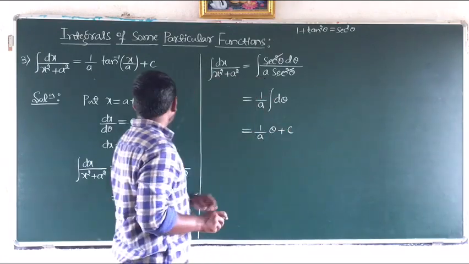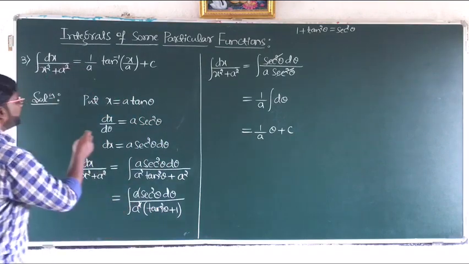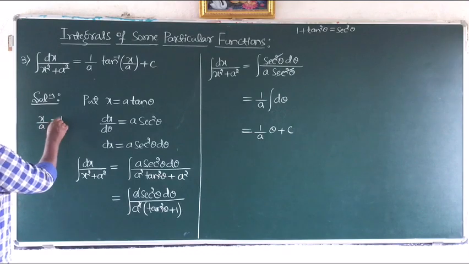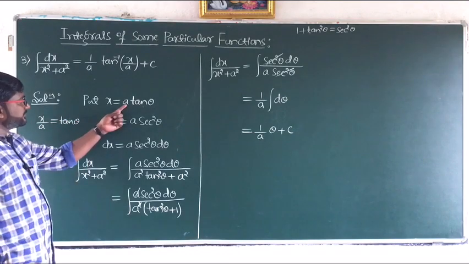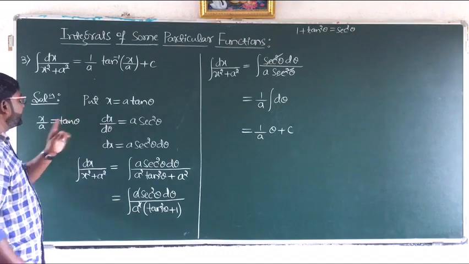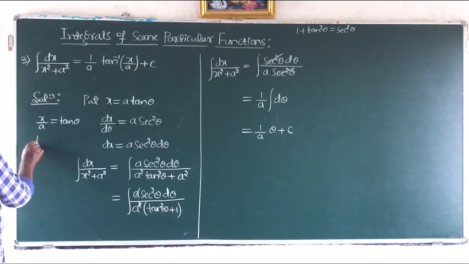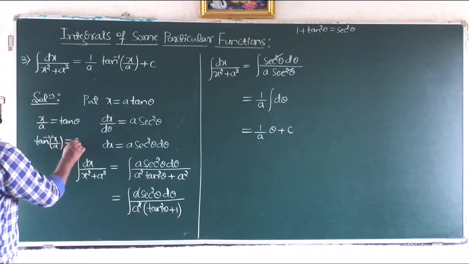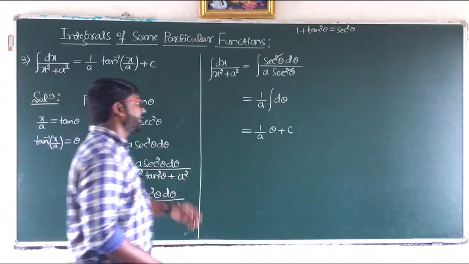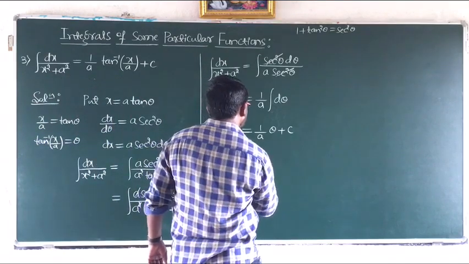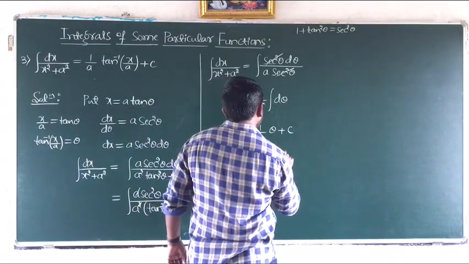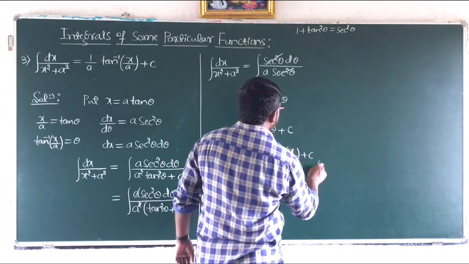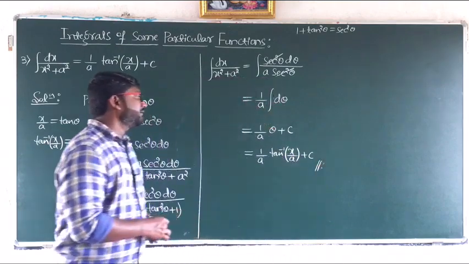So theta plus c. What is theta now? See here, from this we have x equal to a tan theta, that means x by a is equal to tan theta. I have taken this to the LHS, it goes to the denominator. Then theta can be written as tan inverse x by a. So in place of theta, I can write 1 by a into tan inverse x by a plus c. So this is the third standard result.